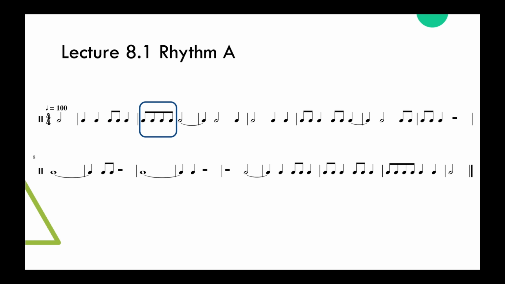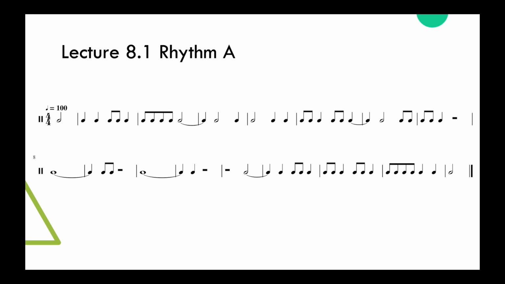Next measure I have 4 eighth notes and then a half note. And notice that my half note here is tied across the bar into the next measure. So I'm going to hold that note as I continue on through the next measure.